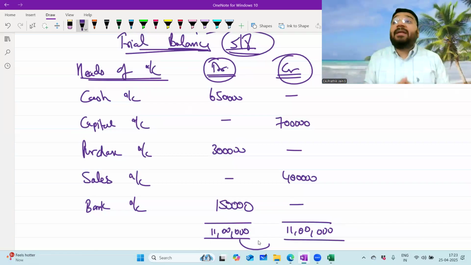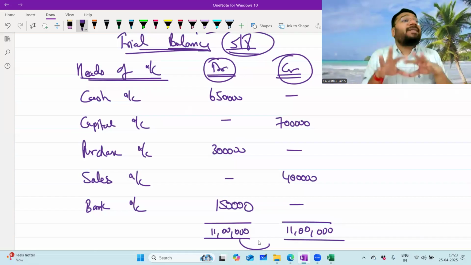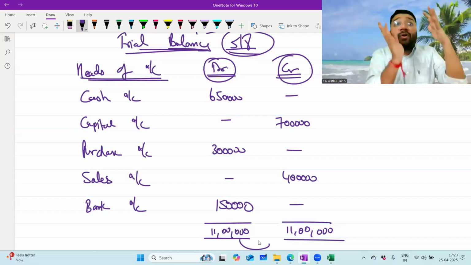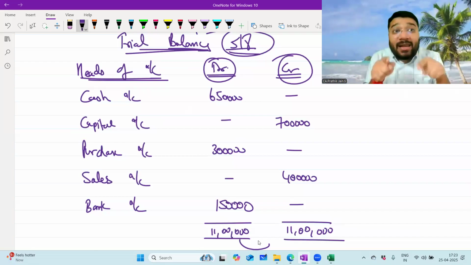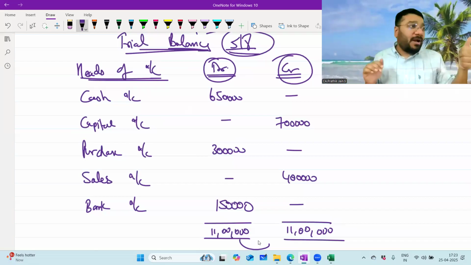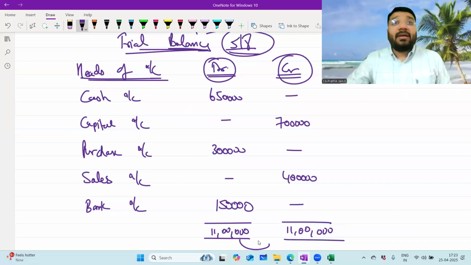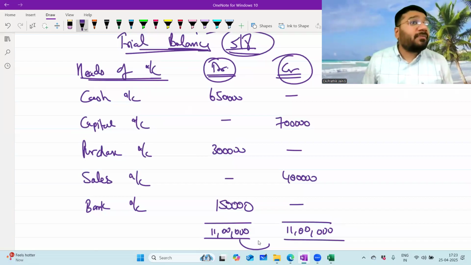So what is the purpose of preparing the trial balance? To identify the one-sided error. Means what? You have captured only one aspect of the entry. Another aspect, if you didn't capture, the trial balance will not tally. One point. Second point.